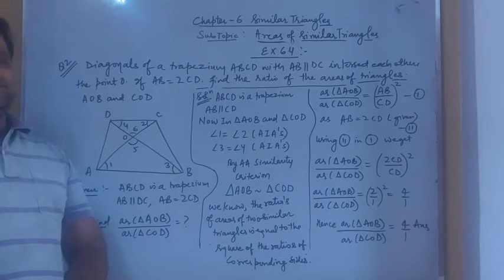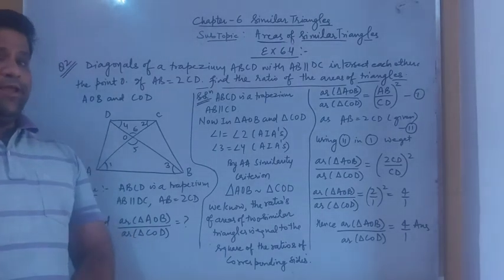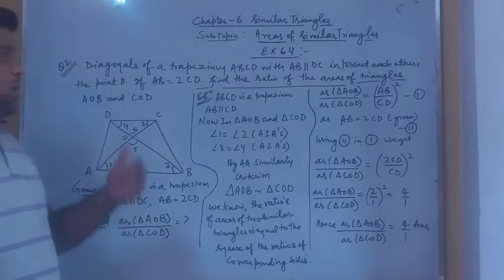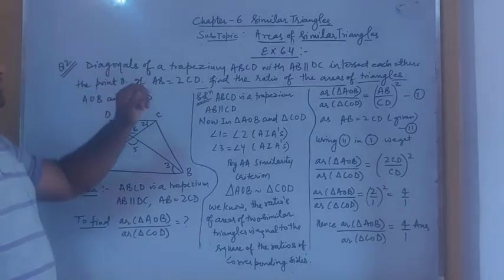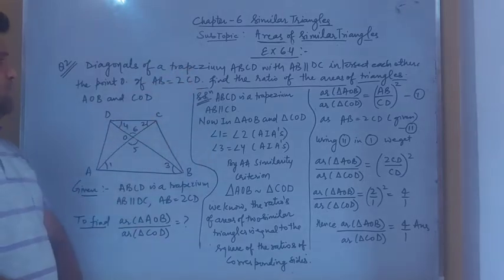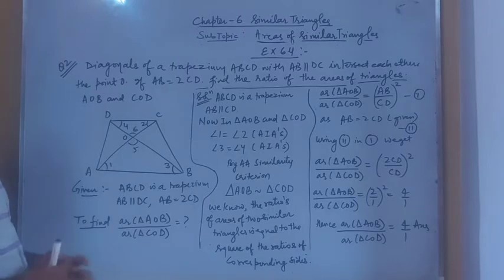We start our exercise 6.4, which is based on the theorem of areas of similar triangles. So let us come to question number 2. Diagonals of a trapezium ABCD with AB parallel to DC intersect each other at the point O. If AB is equal to 2 times CD, find the ratio of the areas of triangles AOB and COD.